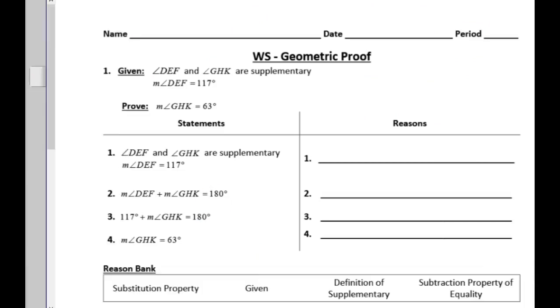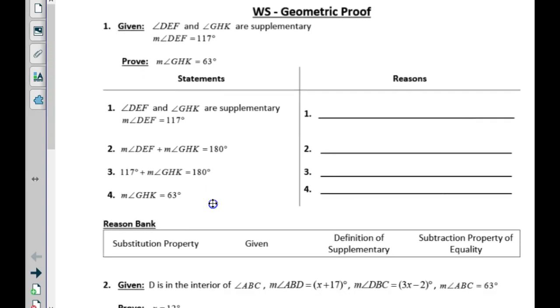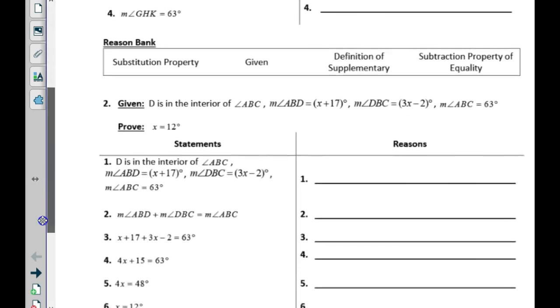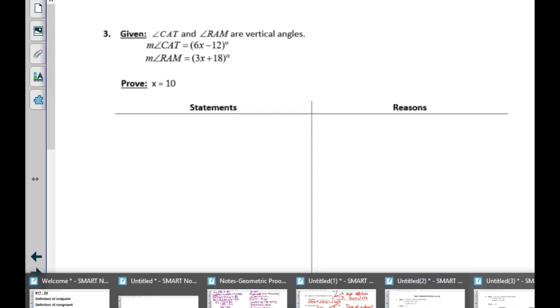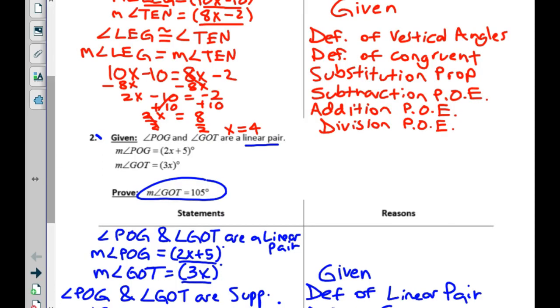So, number 1 on your assignment, which is going to be passed out if it hasn't already. Number 1 is supplementary. We did that one already. Number 2 is the angle addition postulate. And then number 3 is vertical. Okay? So let's go back to your notes. I want you to mark these things on your notes.